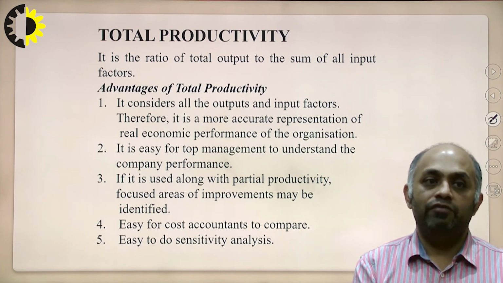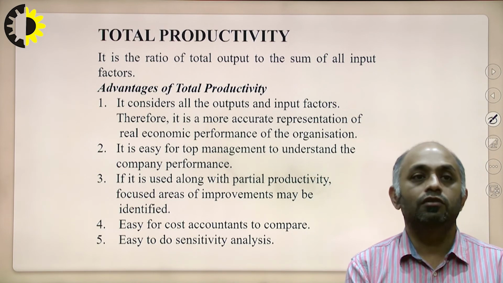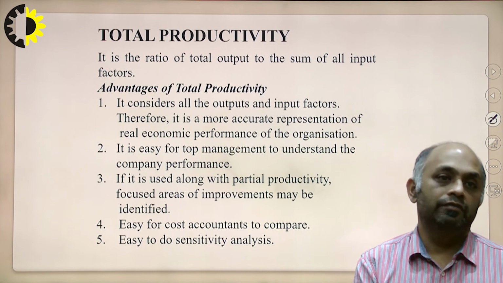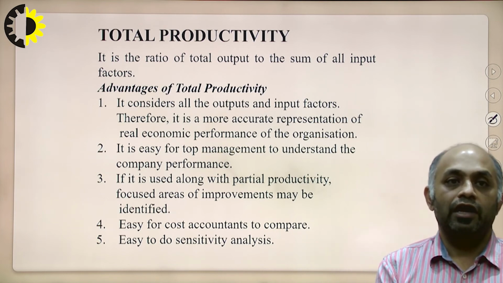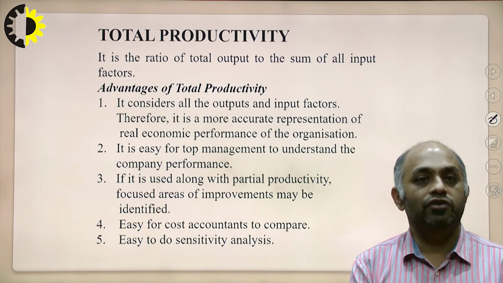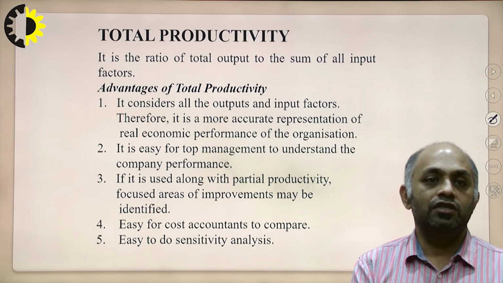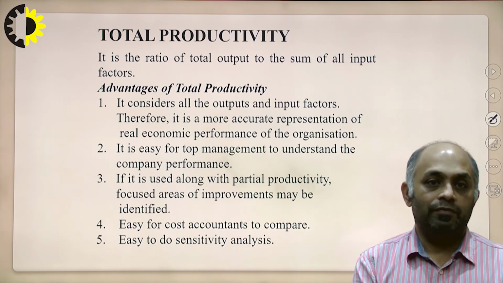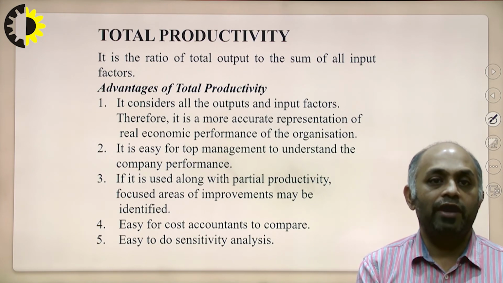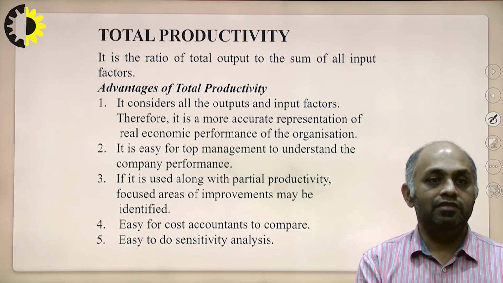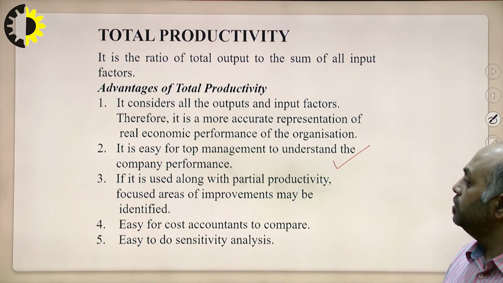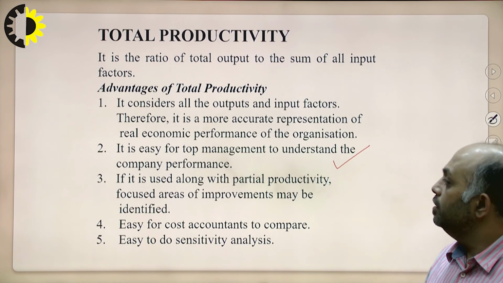So that way that is also helpful, but if we really want to see the total productivity aspect, we have to take account of all the input factors that are used to produce the output, right. It considers all the outputs and the input factors. Therefore, it is a more accurate representation of the real economic performance of the organization. It is easy for top management to understand the company performance. So this is very important.